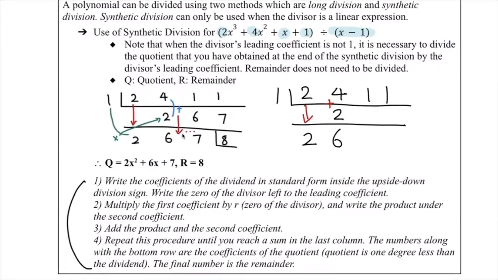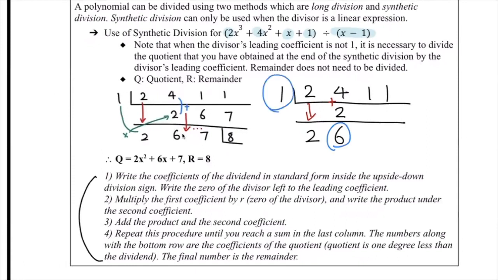And then you're gonna multiply this and this. Just like how we did before, you write the answer from the multiplication here, which is 6. Then you add 1 and 6, which gets 7. Just like before, we multiply 7 and 1, and you write 7, because 1 times 7 is 7. Then you add these two again so that you'll get 8 here.